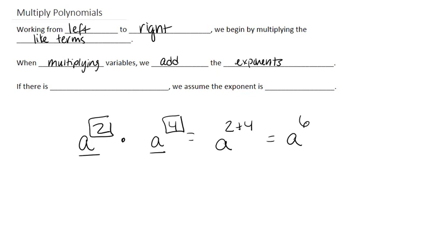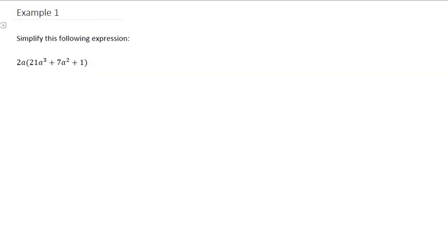And if there is no exponent, we assume the exponent is 1. This is for if we had just say b, like c squared b, this b is understood that it has just an exponent of 1 right here. Now let's do an example. Example 1, simplify the following expression.